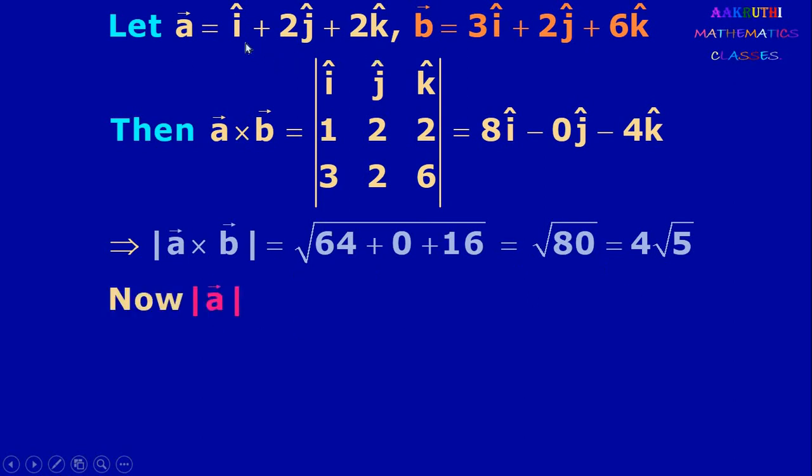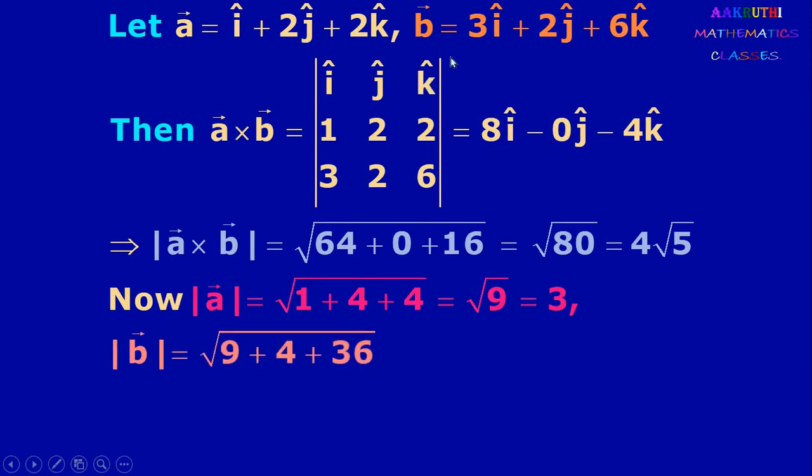So the magnitude of vector A is root of 1 square plus 2 square plus 2 square. That is root of 1 plus 4 plus 4, which is root 9, and root 9 is 3. Now we find the magnitude of vector B. The magnitude of vector B is root of 3 square plus 2 square plus 6 square. It is root of 9 plus 4 plus 36, which is root 49, and root 49 is 7.